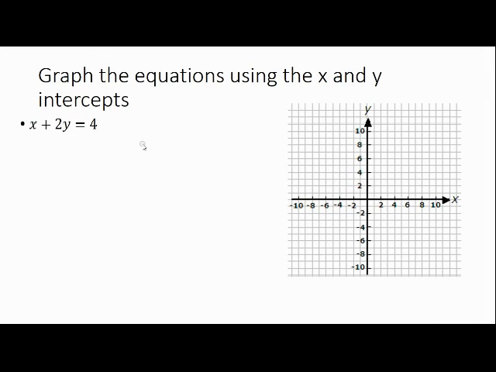I'm going to graph the equations using the x and y intercept. So first I want to remind you what the x and y intercepts are. When you have a graph of a line, of a linear equation, you have 2 points. You could actually have only one depending on how the line looks, if it's vertical or horizontal.